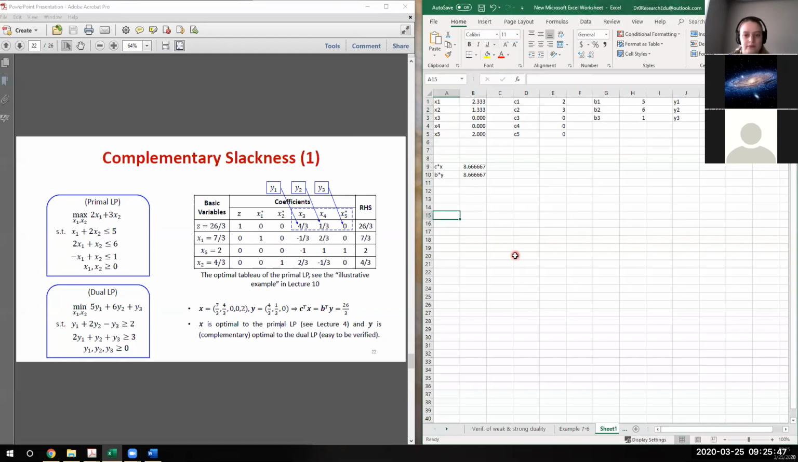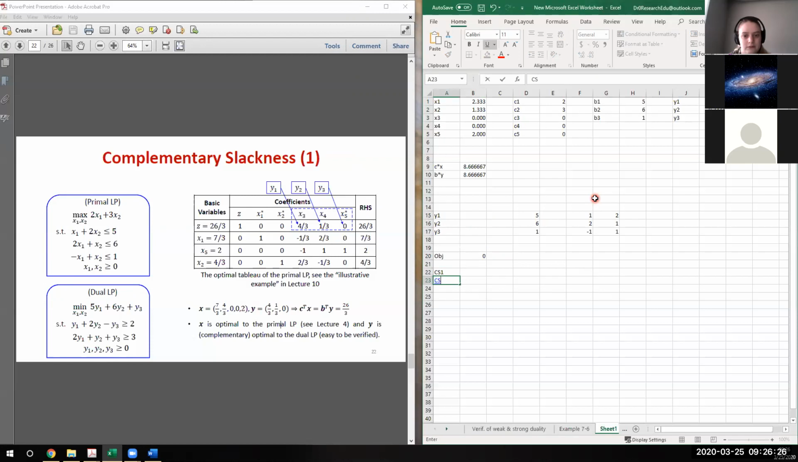To this end, let me formulate the dual problem here. Variables y1, y2, y3, and the objective function with coefficients 5, 6, 1. For the constraint coefficients here, we have 1, 2, -1, and 2, 1, 1. Now I can use this equal to the sum of products of the y's and the coefficients here. And I have two constraints, CS1 and CS2.